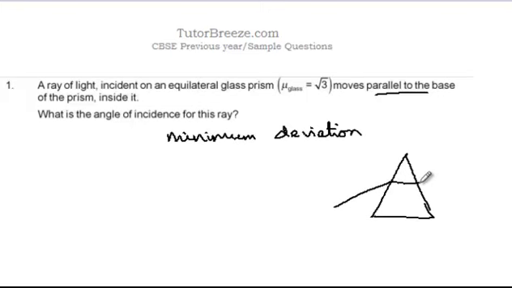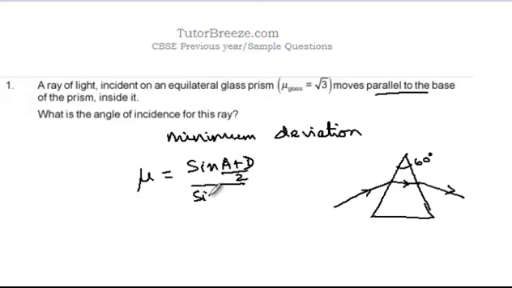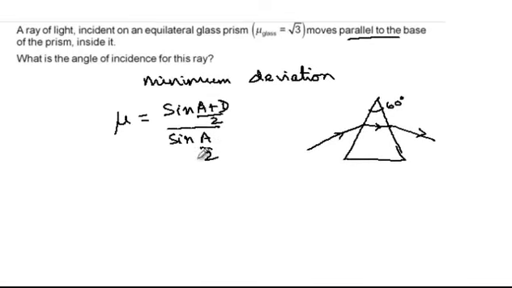So say this is the ray and this emerges parallel to the base of the prism, and the angle of the prism is 60 degrees since it's an equilateral prism. Now you know that the refractive index is sine of (A plus D) by 2 over sine of A by 2. In this case the angle A is known, A is 60 degrees, the refractive index is known, which is root 3, and you can find D from this equation.